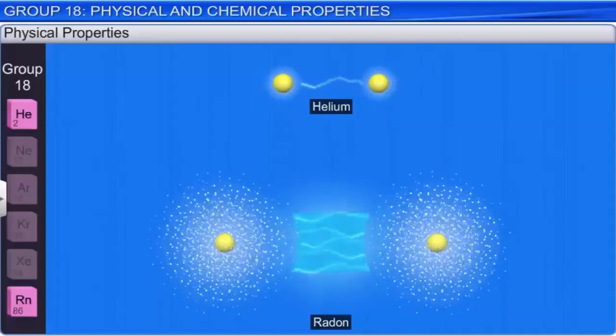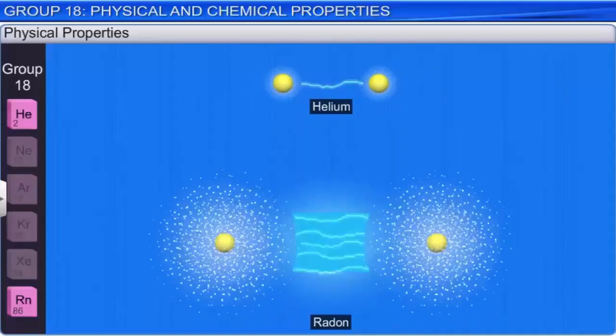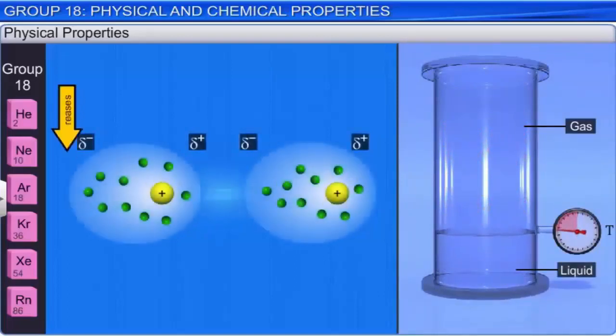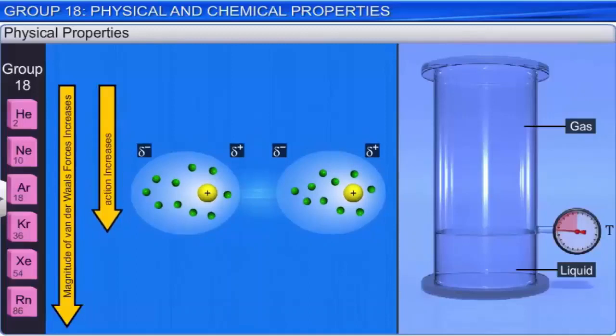Further, due to the weak van der Waals forces, noble gases can be liquefied at very low temperatures. With an increase in the magnitude of the van der Waals forces down the group, the ease of liquefaction of noble gases also increases.